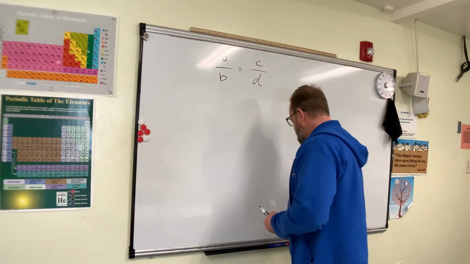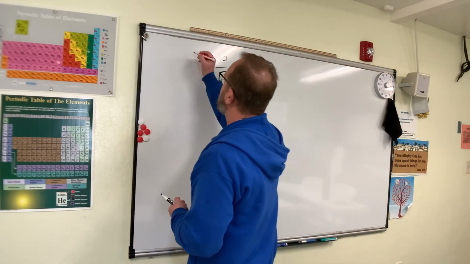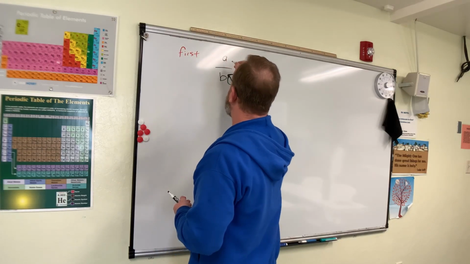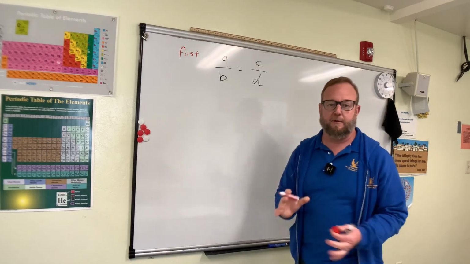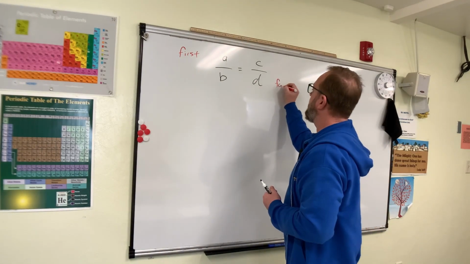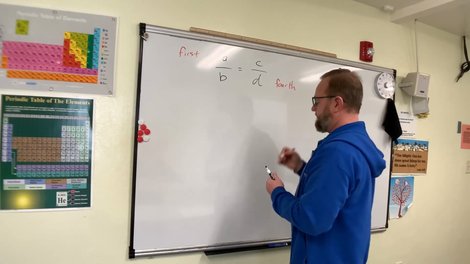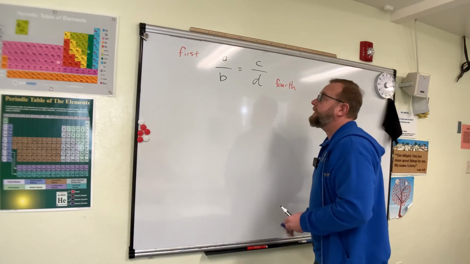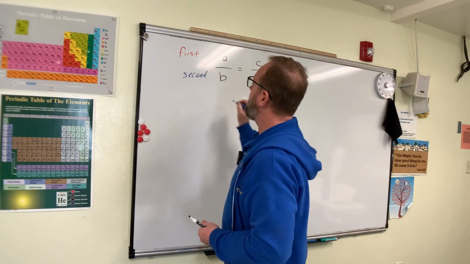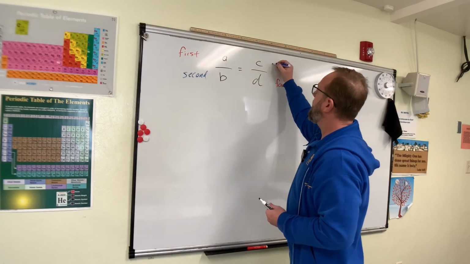So here's a good way to look at it. First term is A. What's my fourth term? D. All over here to D, fourth term. What's my second term? B was second, and my third term is C.